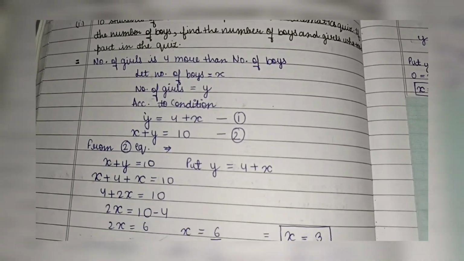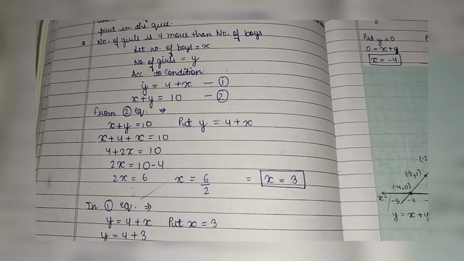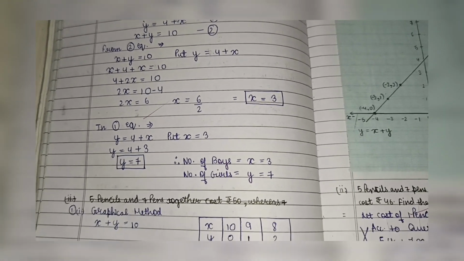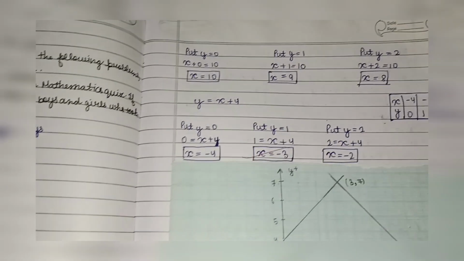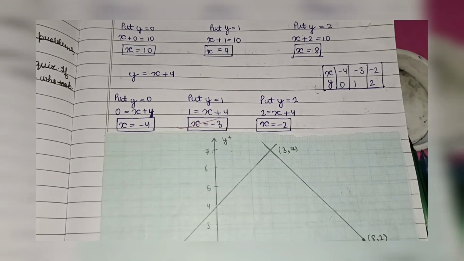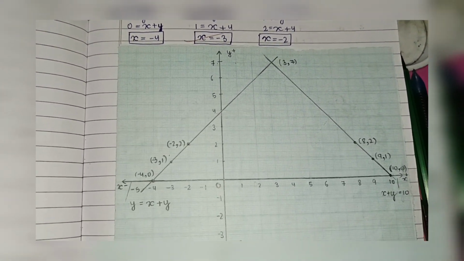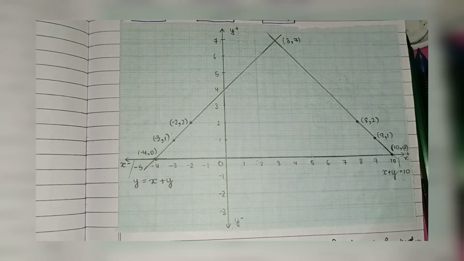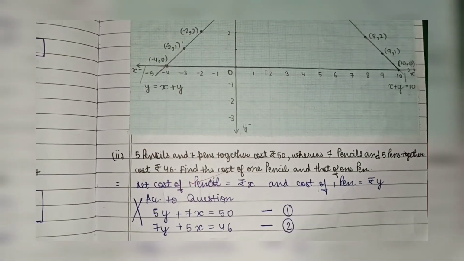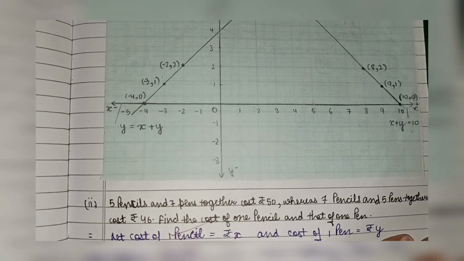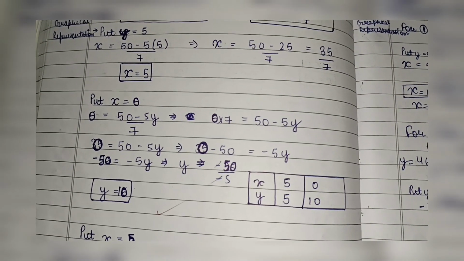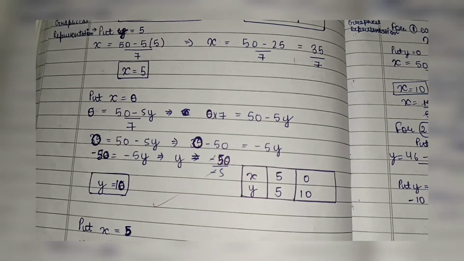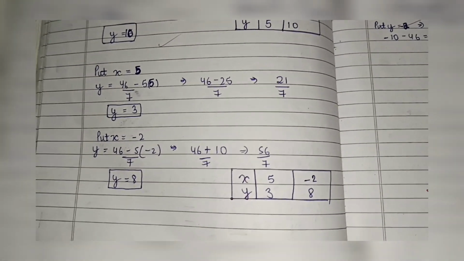In NCERT, we mainly study four methods of solving these equations: graphical method, substitution method, elimination method, and sometimes cross multiplication method also. Remember, each method has its own beauty. Practice all of them so that in the exam you can pick whichever looks easiest for the given problem.